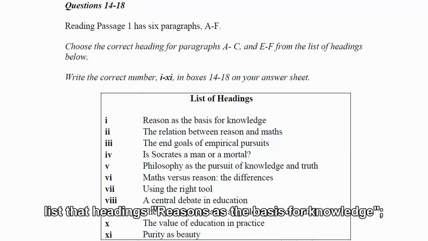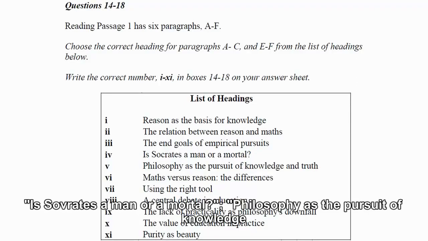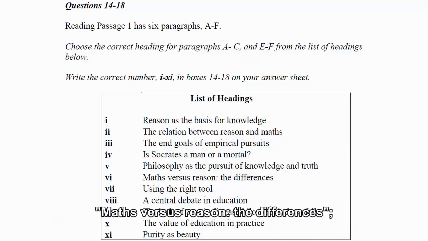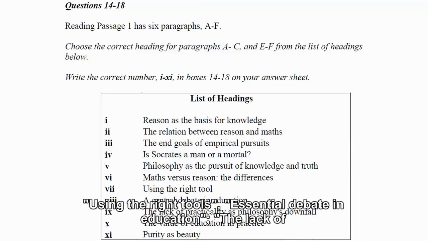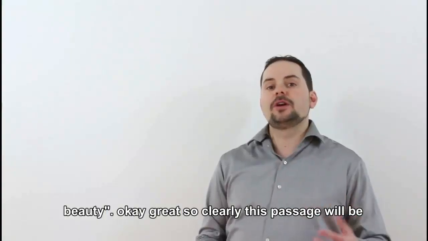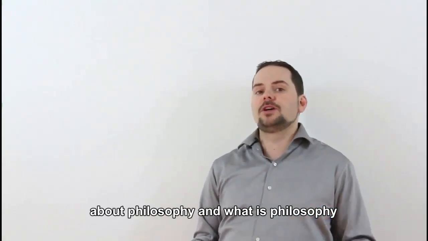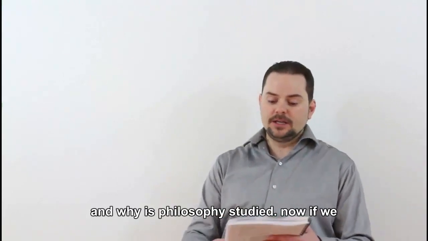So list of headings: reasons as the basis for knowledge, the relation between reasons and math, the end goals of empirical pursuits, is Socrates a man or a mortal? Philosophy as the pursuit of knowledge and truth. Math versus reason, the differences, using the right tool, a central debate in education, the lack of practicality as philosophy's downfall, the value of education and practice, and purity as beauty. Okay, great. So clearly this passage will be about philosophy and what is philosophy and why is philosophy studied.